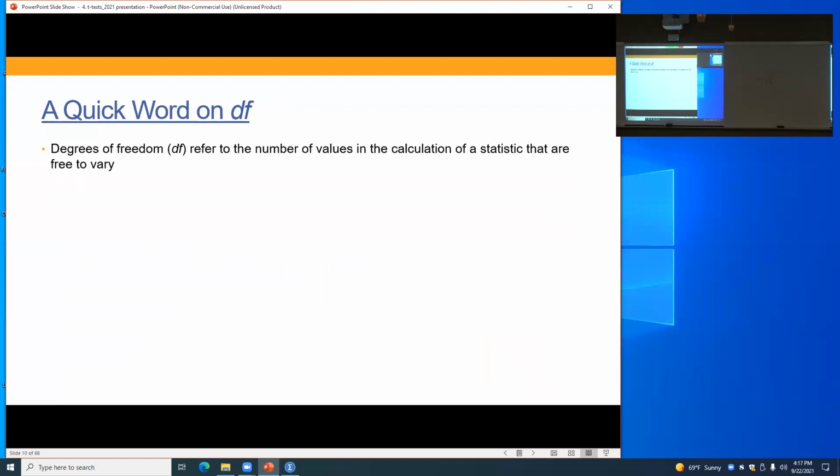All right. Quick word on degrees of freedom. Anybody got a handle on degrees of freedom? We hear it all the time, right? It's kind of a weird thing. Like, what is this whole degrees of freedom business? Okay. Degrees of freedom from a statistics theory standpoint, we're talking about the number of values in the calculation of the statistic that are free to move around.